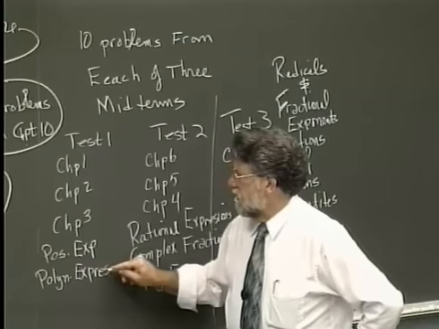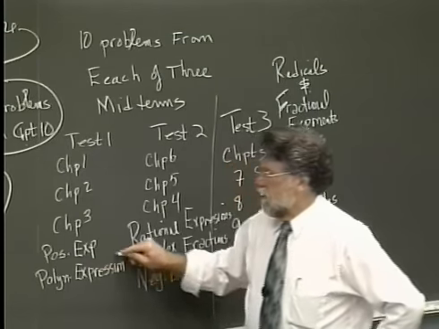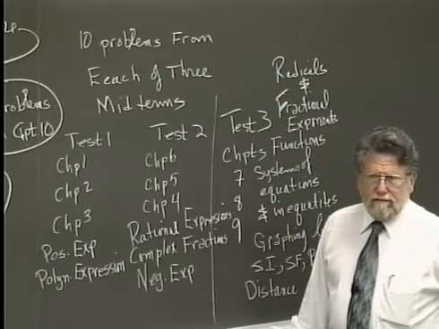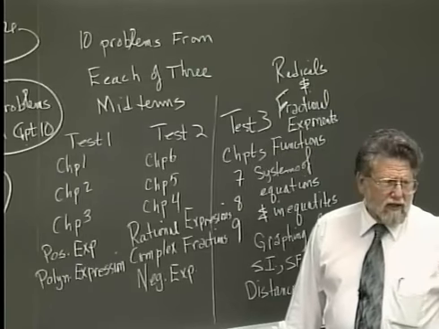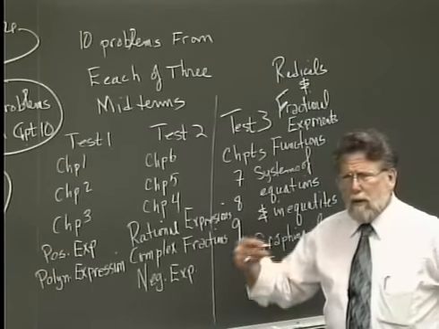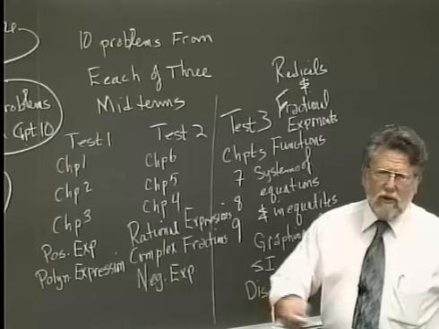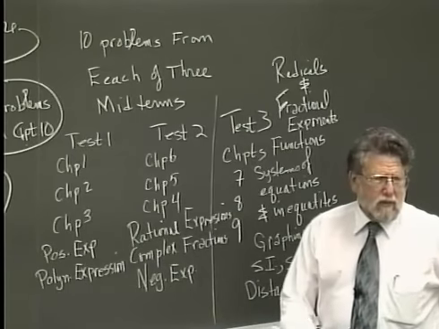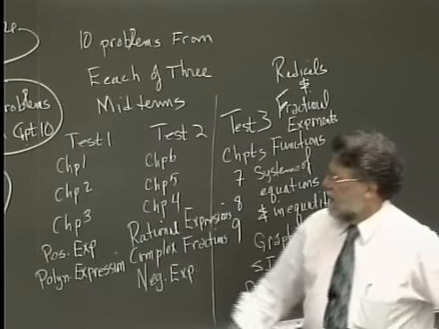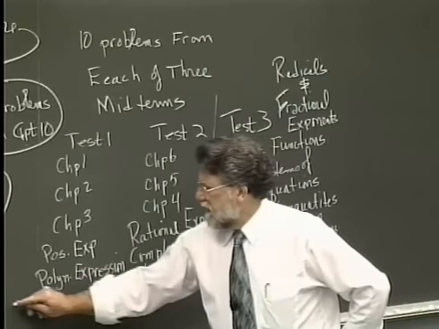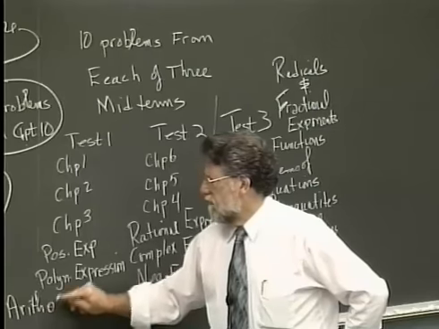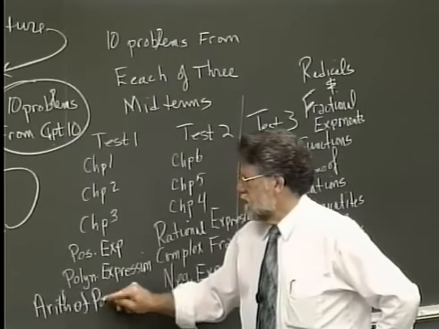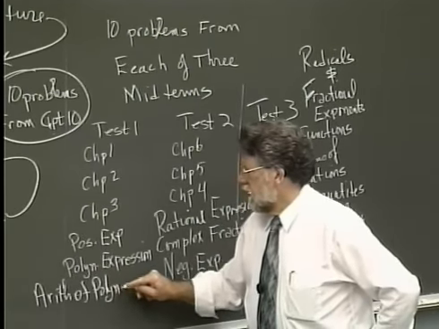Here's a case where you added and subtracted binomials. In a sense, you had a bit of an arithmetic of polynomials in the first test, because you multiplied binomials, added binomials, subtracted binomials, and divided. So polynomial expressions and then the arithmetic of polynomials.